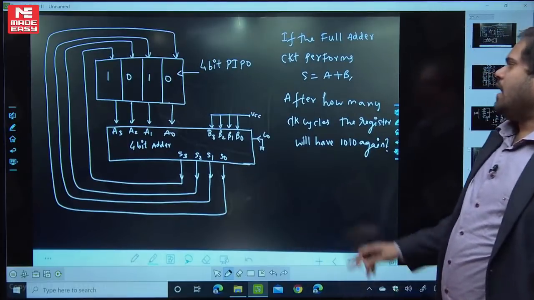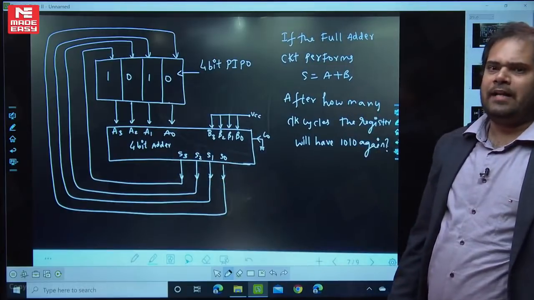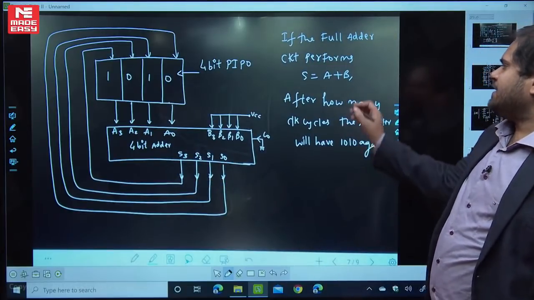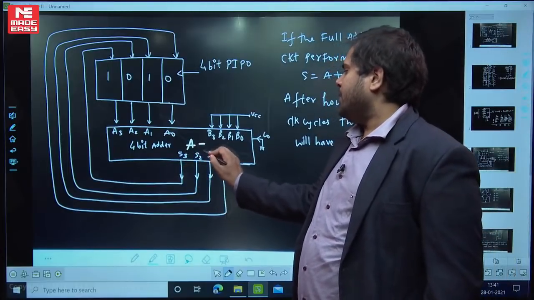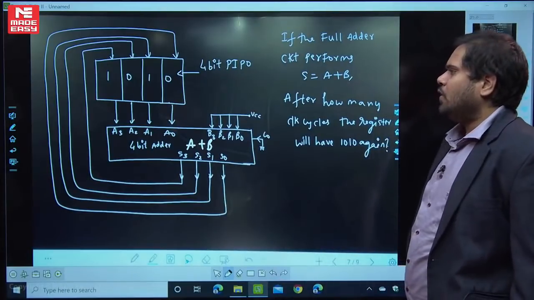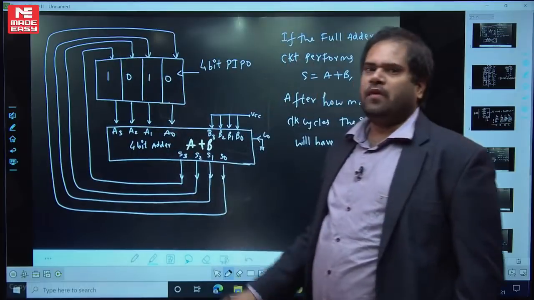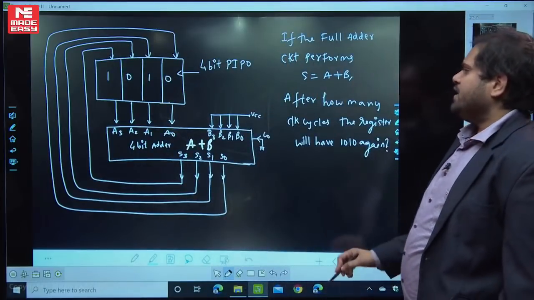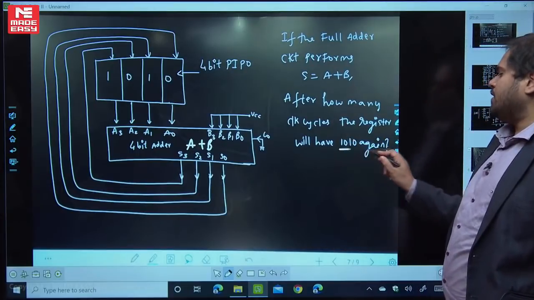Now he is giving this PIPO output to a full adder circuit for a 4-bit adder. He is telling the circuit is performing A plus B operation, that means addition is being done. Simple. The output is fed back to this PIPO. Now he is asking: the initial value is 1010. After how many clock pulses will it be 1010 again?